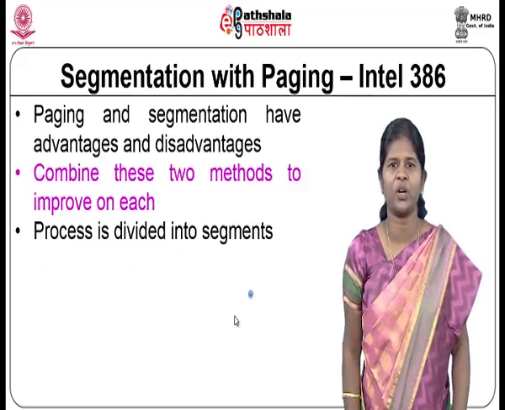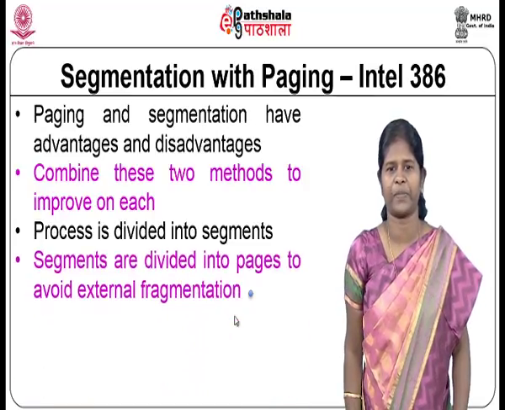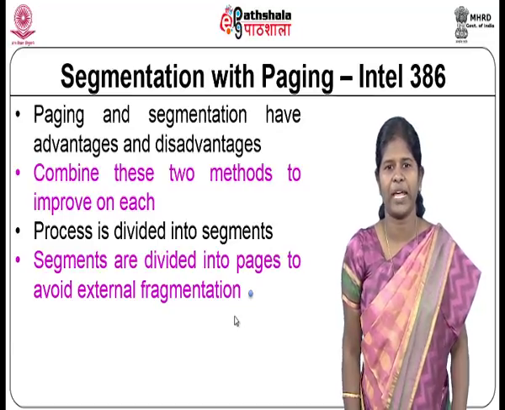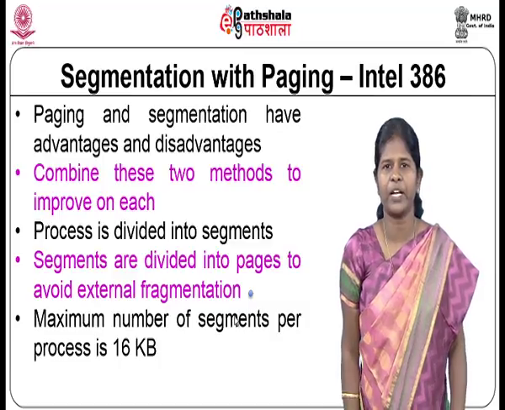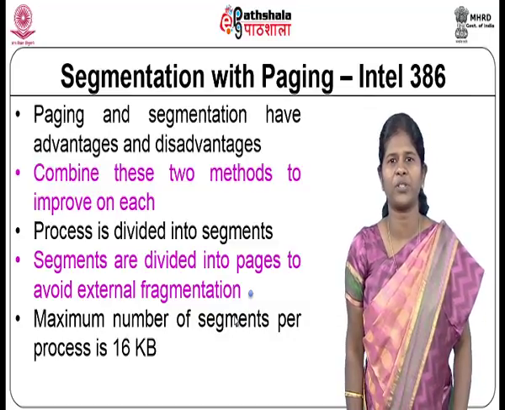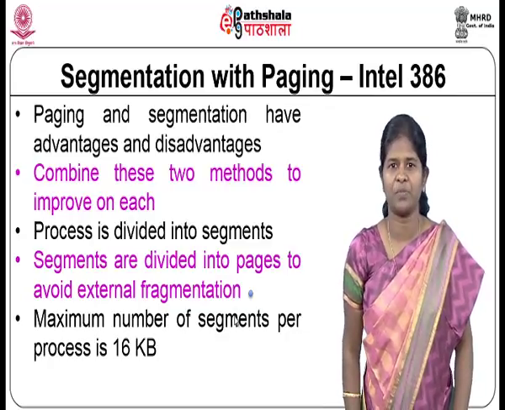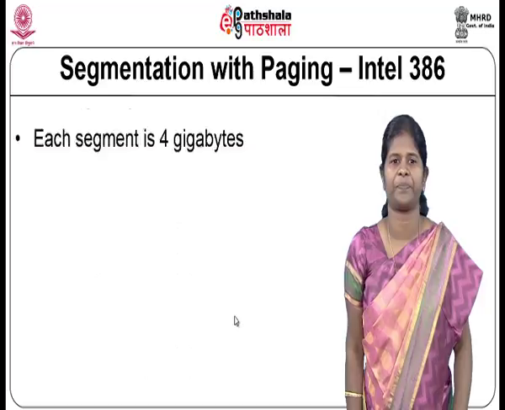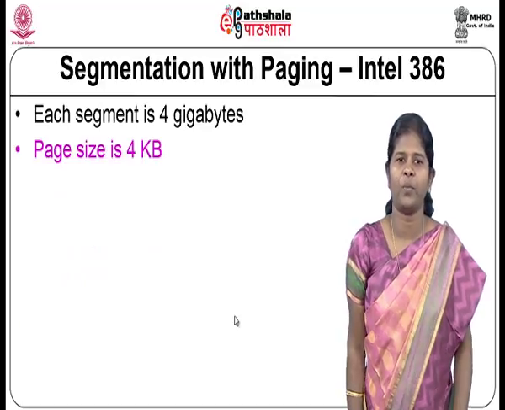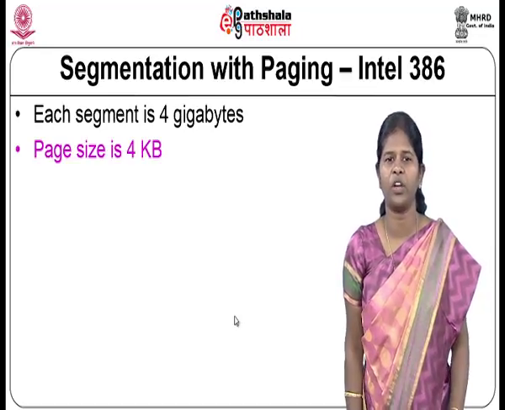In this combination of segmentation with paging, the process is first divided into segments, and the segments are in turn divided into pages, so that you avoid external fragmentation. In this particular architecture, Intel 8386, the maximum number of segments per process is 16 KB. Each of these segments is of size 4 gigabytes. And when the segment is divided into pages, it is divided into pieces of 4 kilobytes each.